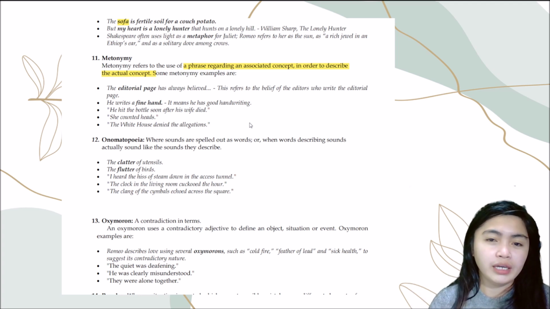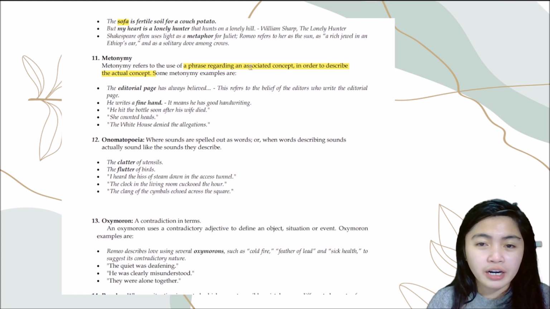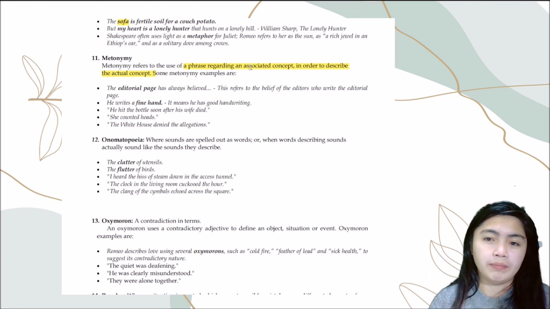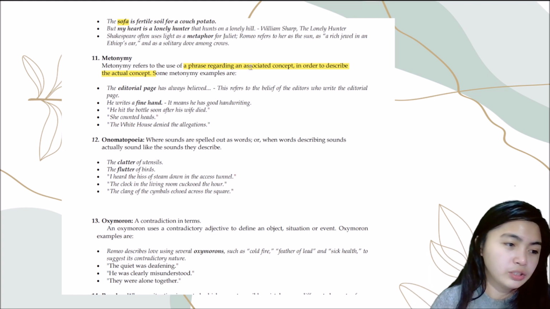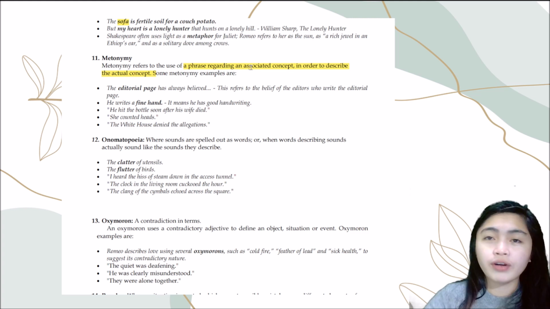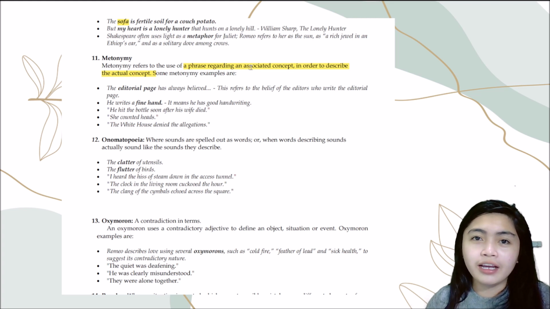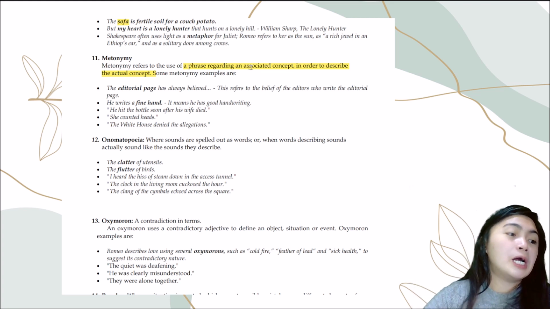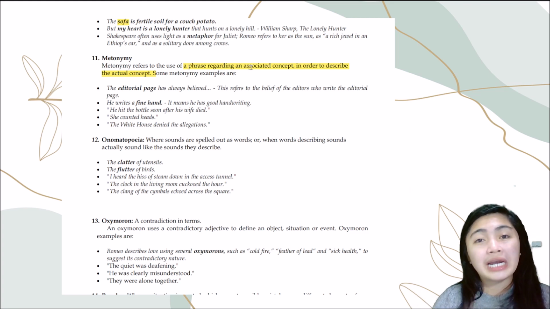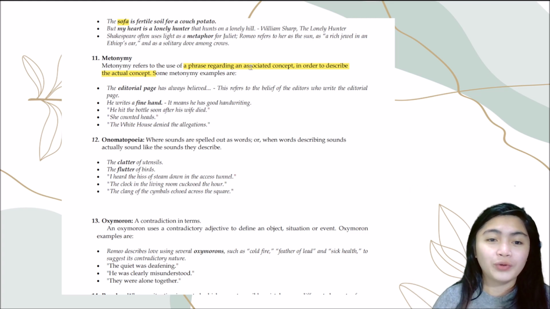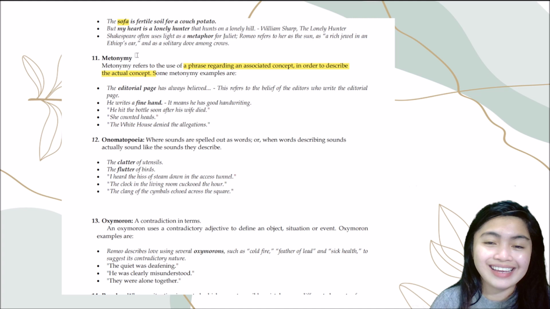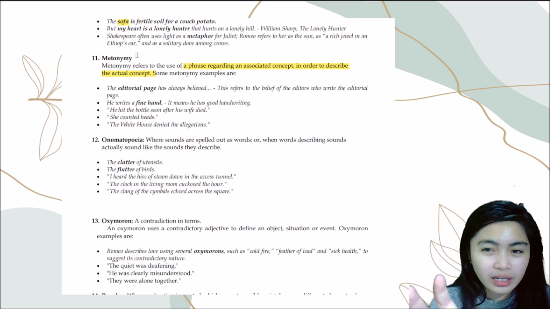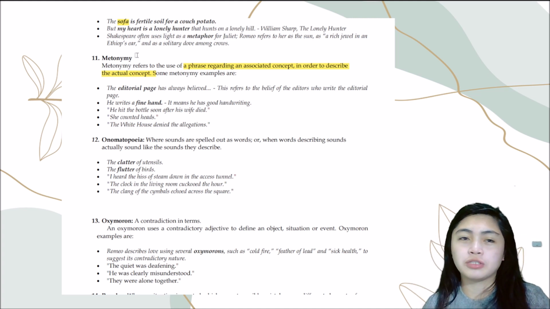So, yan si metonymy. It is a phrase regarding an associated concept in order to describe the actual concept. Or, give her a hand. Okay, ladies and gentlemen, please give her a hand. Hindi ba ibig sabihin nun, naputulin natin yung kamay natin tapos ibigay natin doon? Hindi naman, di ba? So, ibig sabihin nun is to clap or to applaud. So, yun si metonymy. It is an associated concept in order to describe the actual concept.